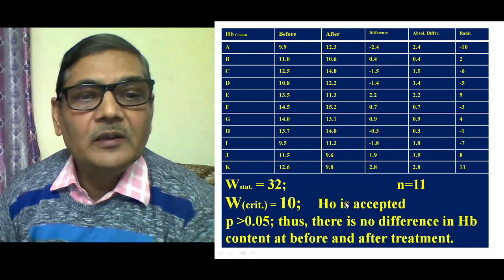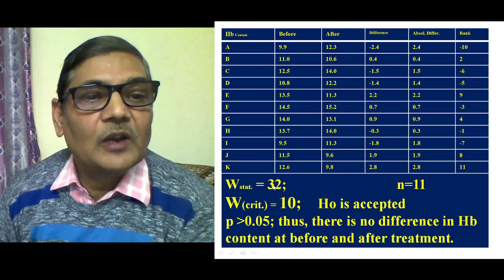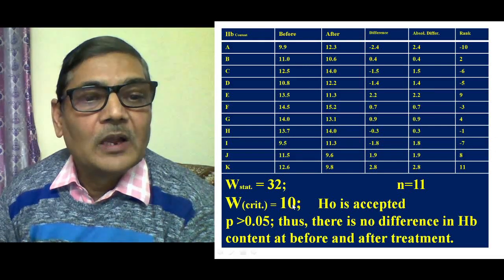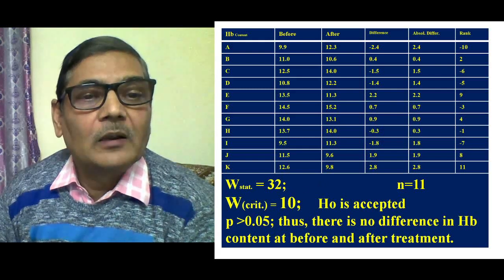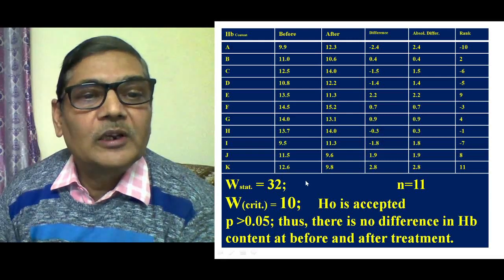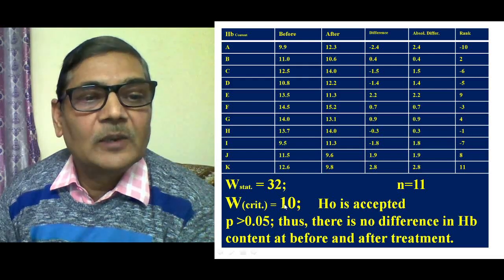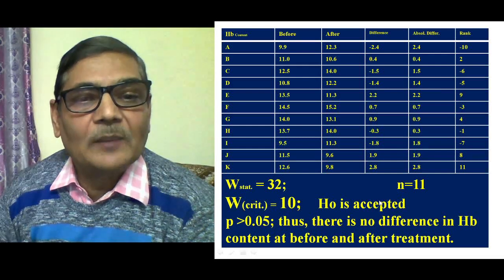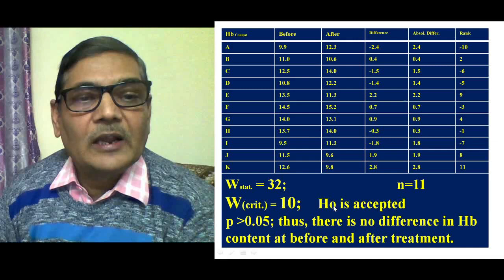So here we are accepting the null hypothesis. Why? Because the W statistic value is more than the critical value. You might have gone through other tests like the chi-square test, student t-test or analysis of variance. In those cases, if the calculated value is less than the critical value, then we accept the hypothesis. But here the situation is just opposite. Here, only if the Wilcoxon value is more than the table value or critical value do we accept the hypothesis. So in this case, the W statistic 32 is more than critical, so we accept the null hypothesis.